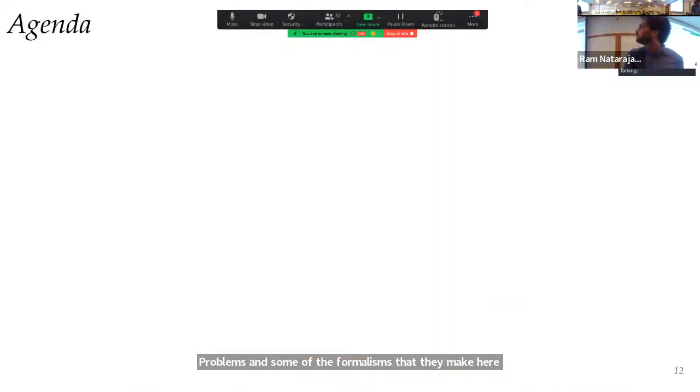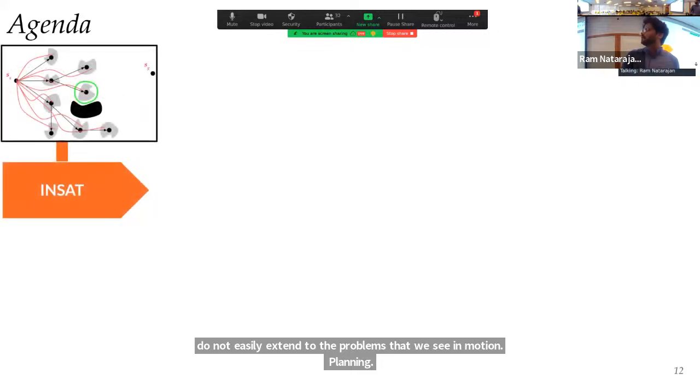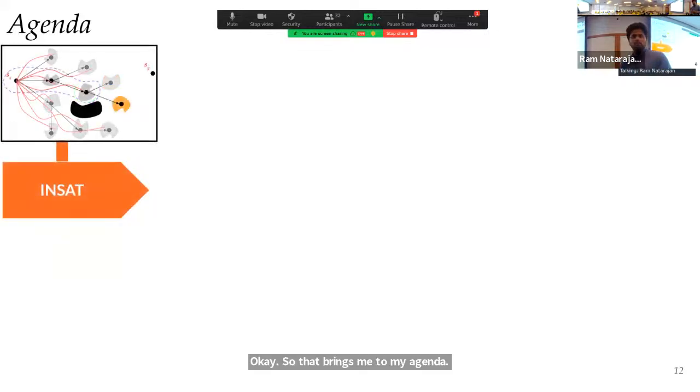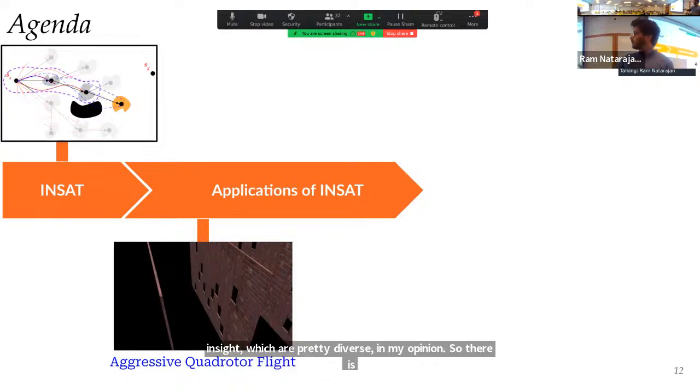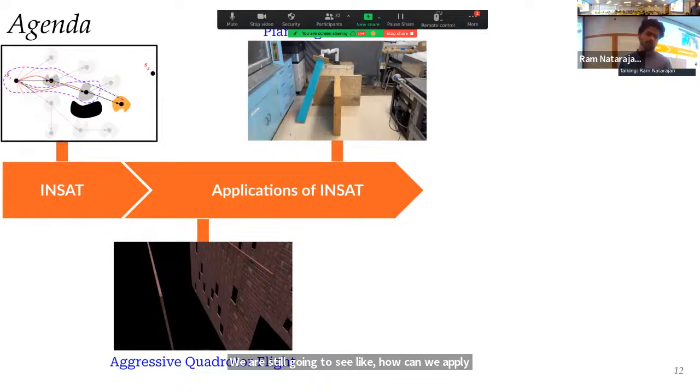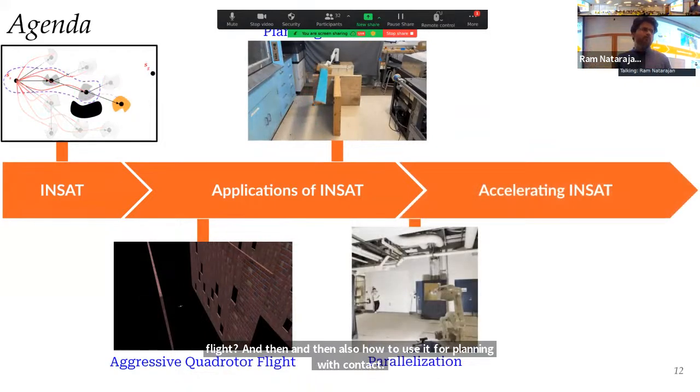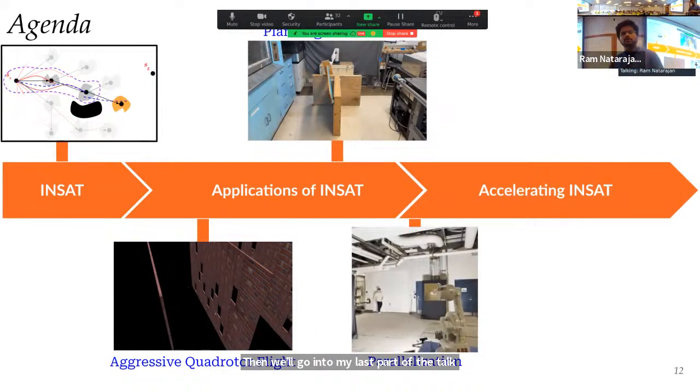Okay, so that brings me to my agenda. First, I will dive deep into this framework called INSAT, and then we will see some interesting applications of INSAT, which are pretty diverse in my opinion. We are going to see how we can apply it for rotor flight, and then also how to use it for planning with contact.